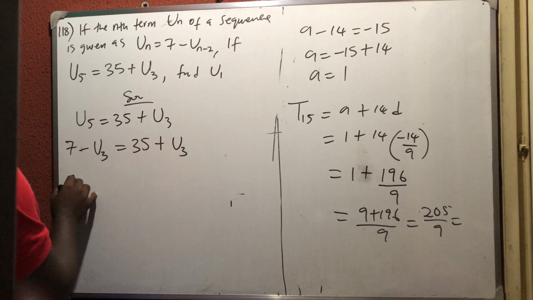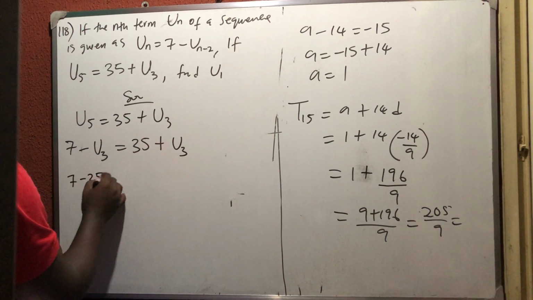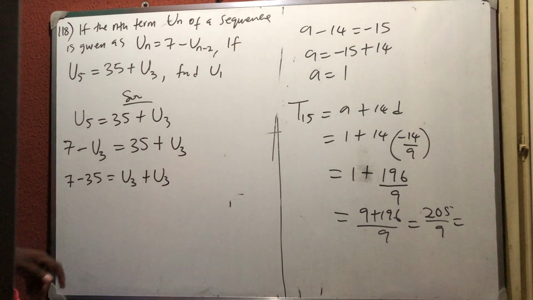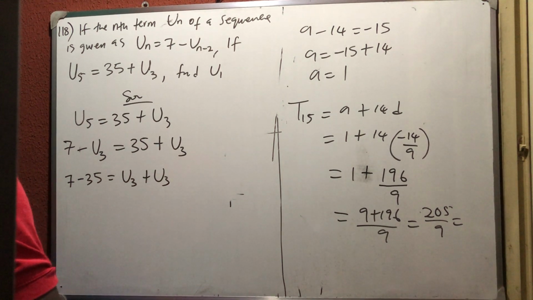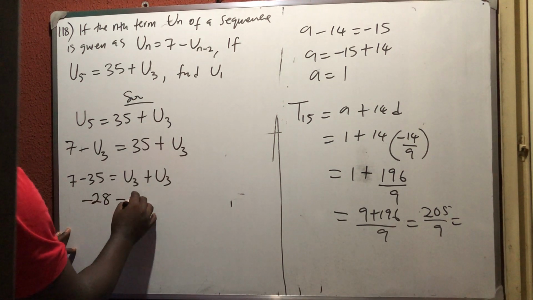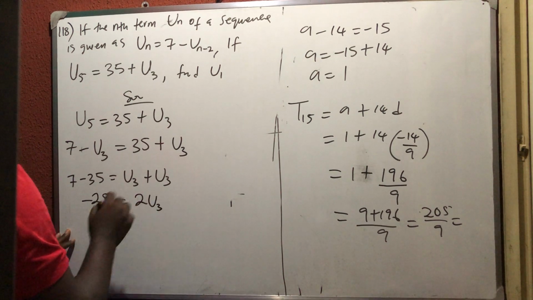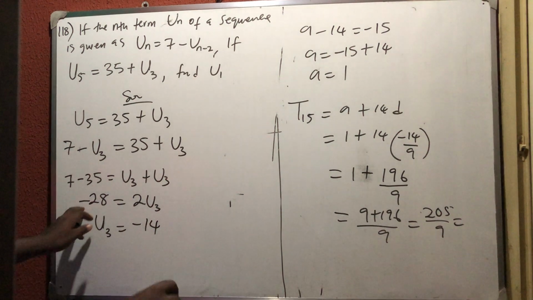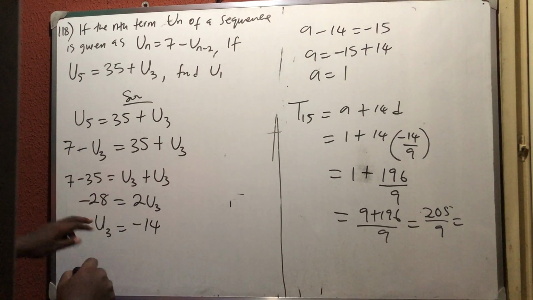So if this one comes here, to have 7 minus 35 is equal to u3 plus u3. So 7 minus 35, I'm having minus 28 is equal to 2 u3. Therefore my u3 is equal to minus 14, minus 28 divided by 2.